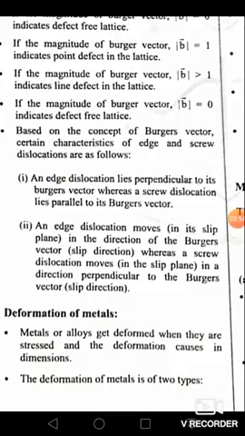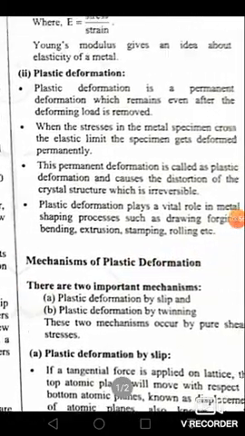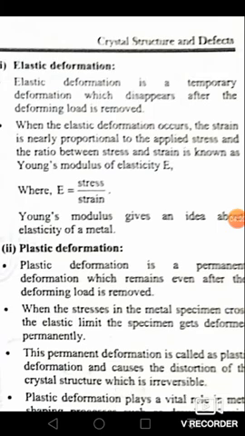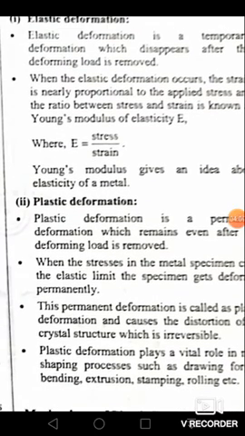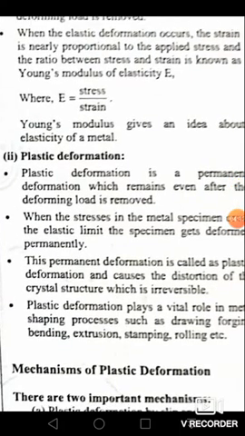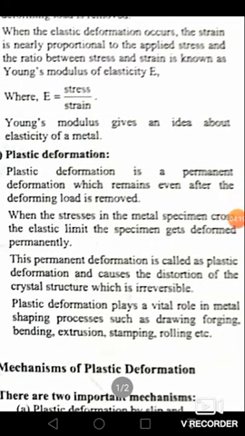The deformation of metals is of two types: one is elastic deformation, the second one is plastic deformation. We have already come across the basic things, like stress by strain is Young's modulus, and stress is proportional to strain within the elastic limit. When the load is removed, the material regains its original shape and size. This is called elastic deformation. And plastic deformation is a permanent deformation which remains even after the deforming load is removed.